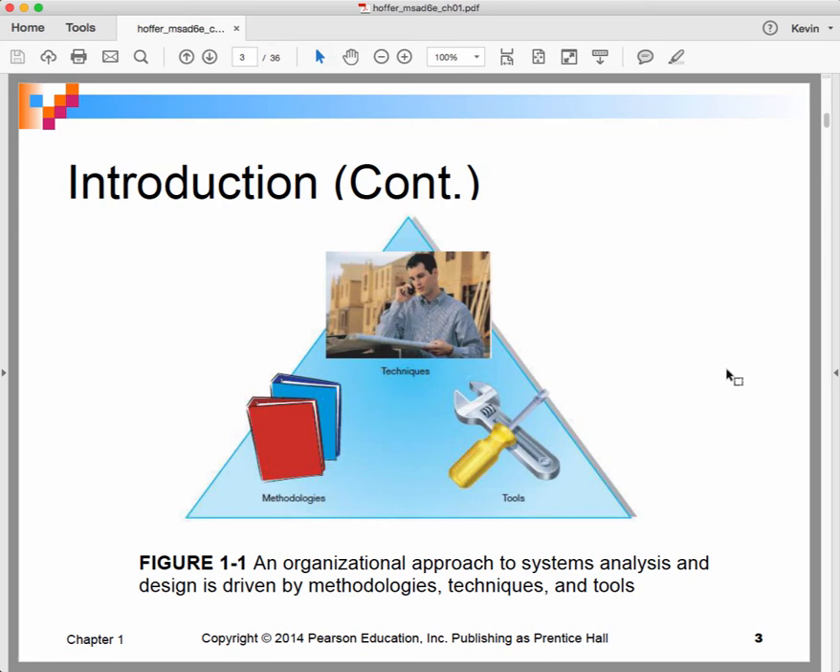So our approach has 3 parts, and we're going to talk about all 3 parts in the chapter. There are methodologies which help us to organize our work. There are techniques that help us to do each individual part identified by the methodologies. And then there are tools that we use when we're doing each of these individual parts. These are interrelated, and I think it's useful to realize that there are 3 components that we're going to be talking about in the course.